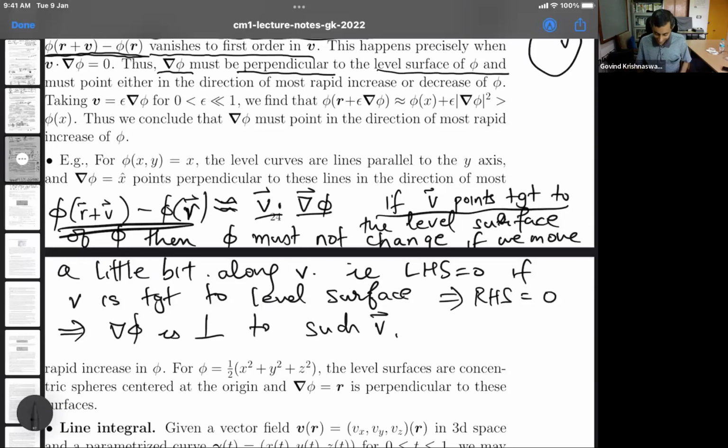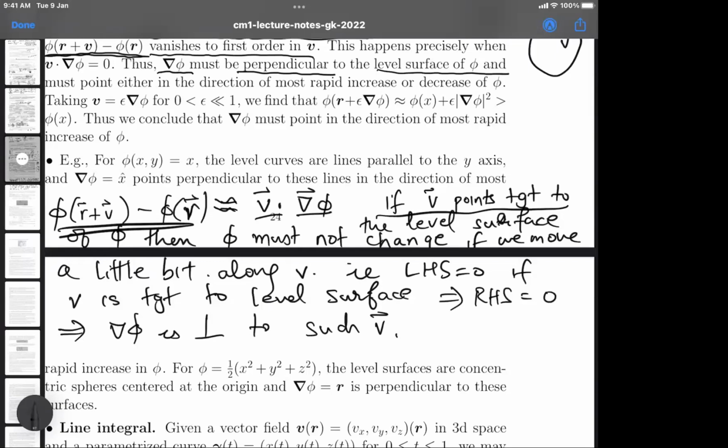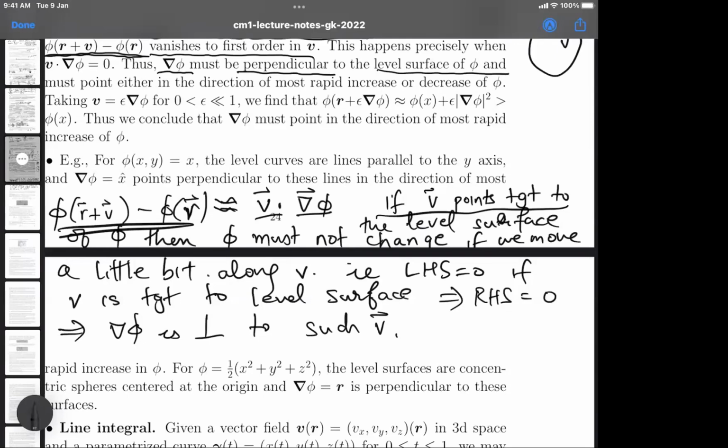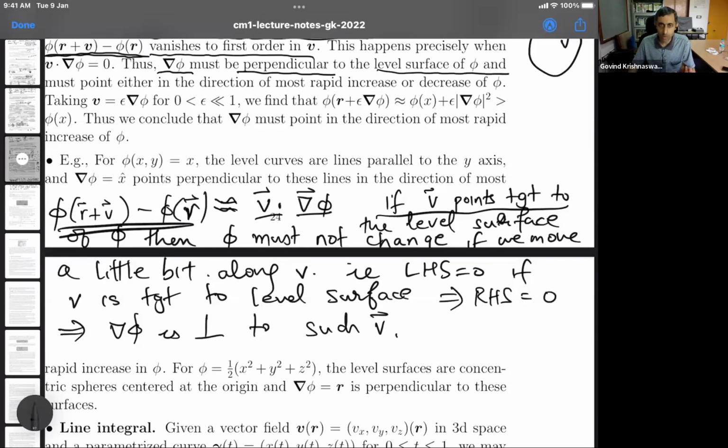Please tell me. Have I lost you? Yeah, please. Sir, you were saying that phi of r plus v is equal to phi of r on a level surface. So that is true. Correct. And if I take a small v connecting two points on a level surface, that means the difference is 0, then v dot nabla phi should also be 0. Exactly. V dot nabla phi must also be 0. And now we are interpreting what it means for this quantity to vanish. It means that the gradient is orthogonal to v. Do you agree with that statement?